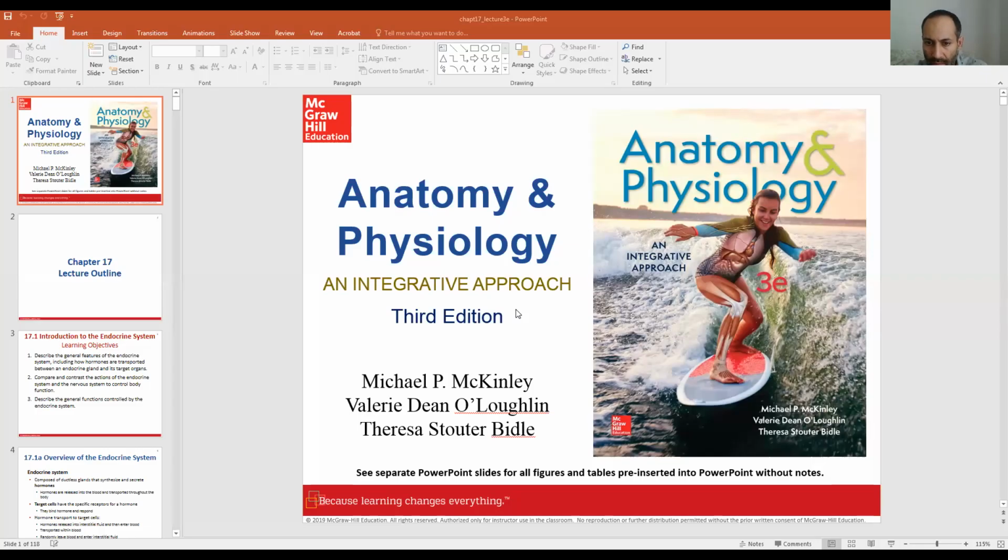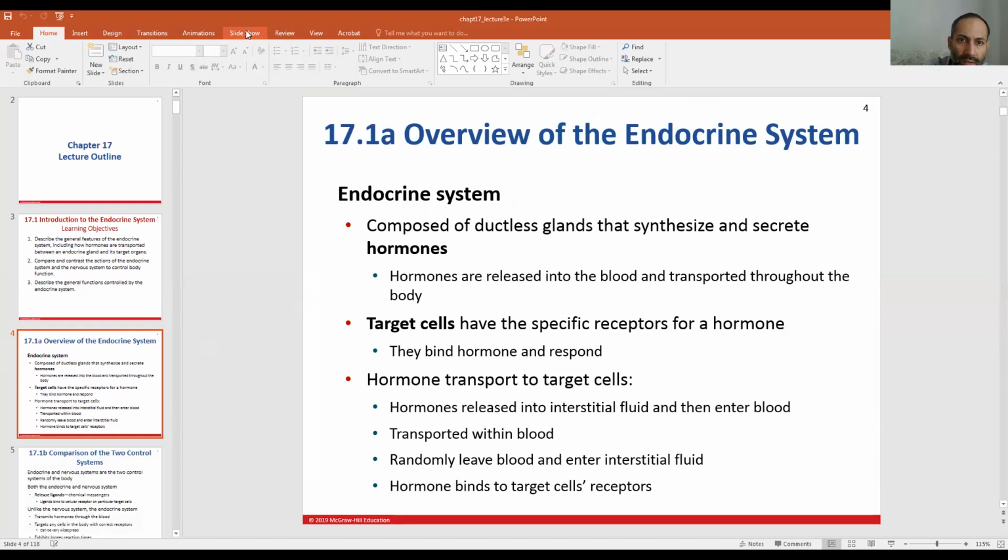Okay, so let's go ahead and start with our discussion of the first topic, and that is the endocrine system. So here you can see it, right? And again, making sure that it's recording here. Okay, all right, chapter 17, the endocrine system. So let's go ahead and start with our first slide here.